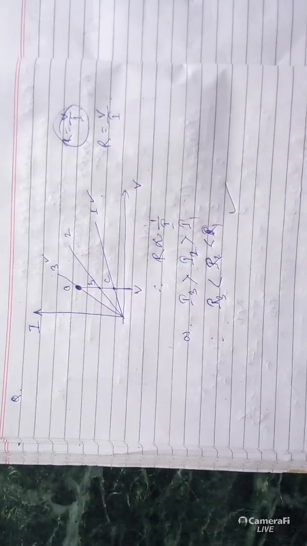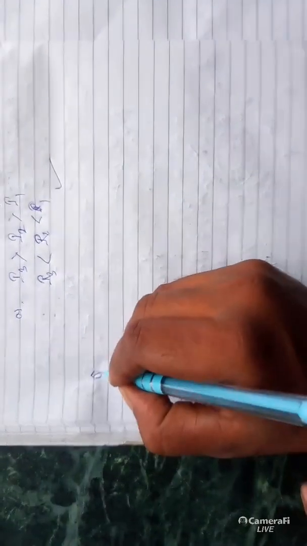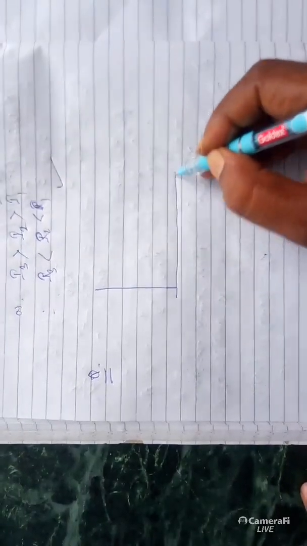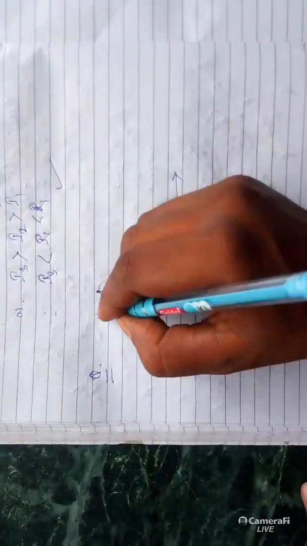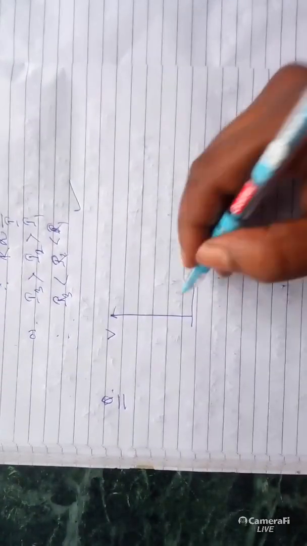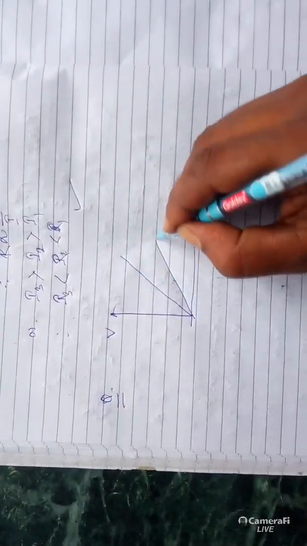Clear? This type of numerical is also important. Clear? So another numerical, a similar type of question. Same graph, but the graph is given the opposite way. Along this direction V is taken and along this direction I is taken. Two graphs are given to you.